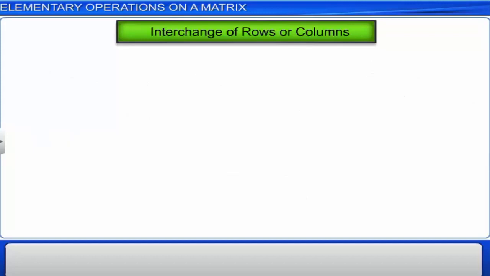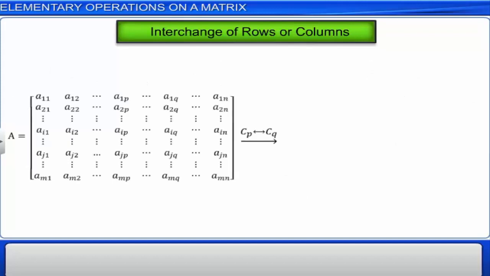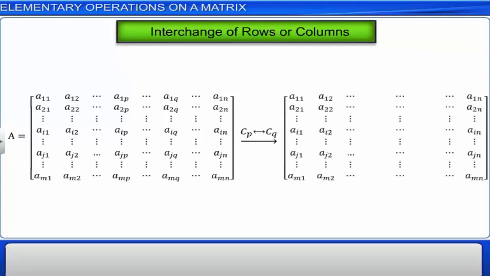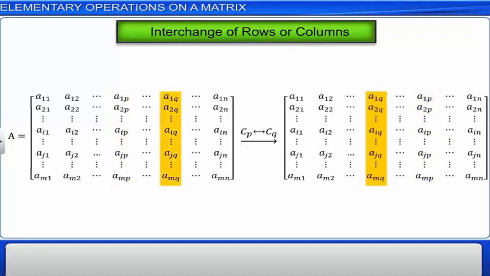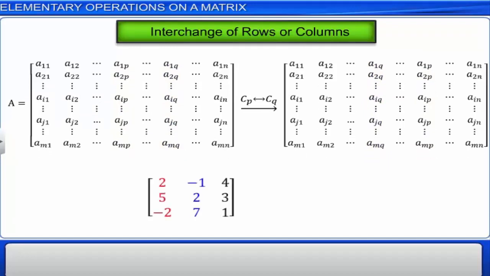Now, let's interchange the columns of a matrix. Here, we have interchanged the elements of the columns Cp and Cq. An example is shown here. If we interchange the first and second columns, we get the matrix as shown.